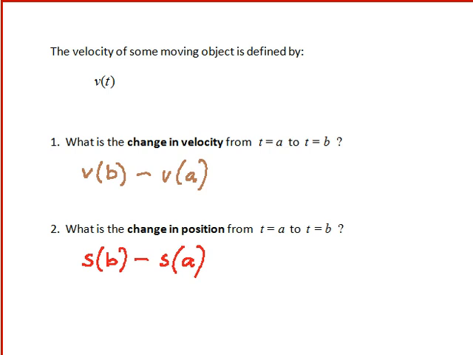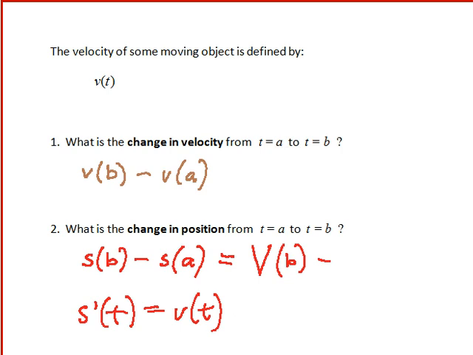We know that the derivative of s is v. But we don't want the derivative of s. We just want regular old s. And we know that s is the antiderivative of v. You might be tempted to say that the change in position, s of b minus s of a, means the same thing as maybe big V of b minus big V of a, where big V represents the antiderivative of v. This isn't a bad way to do it, but this isn't the notation that we are going to use.